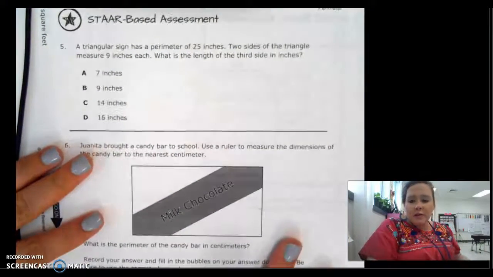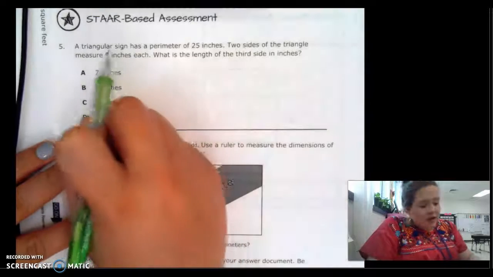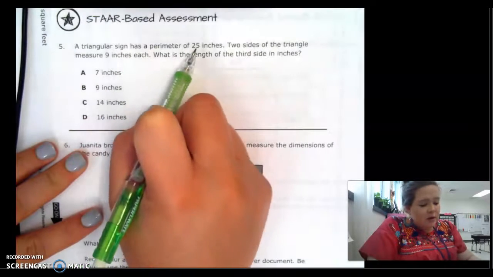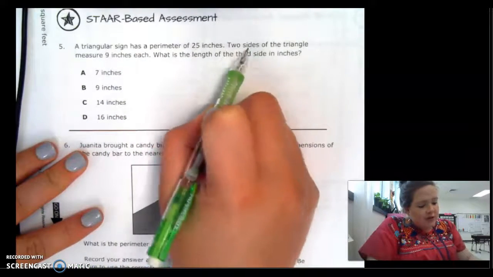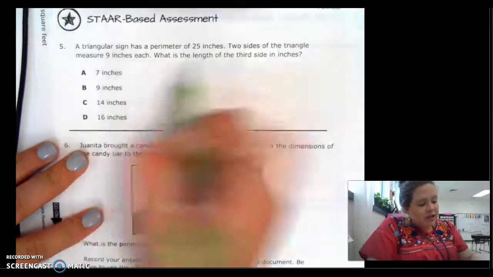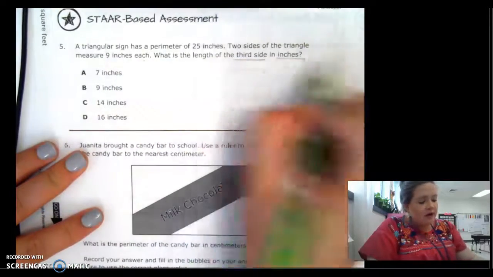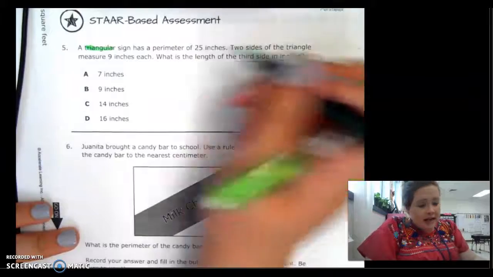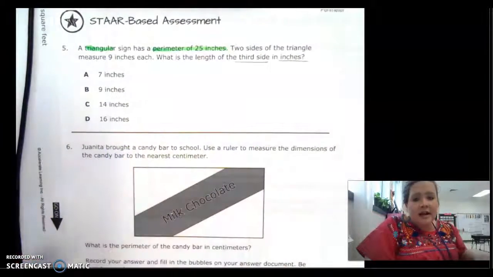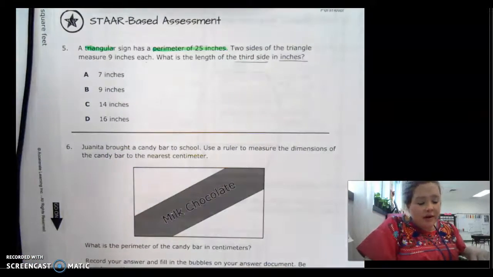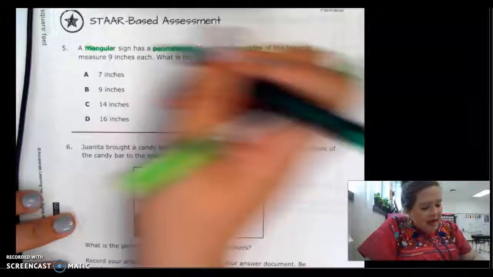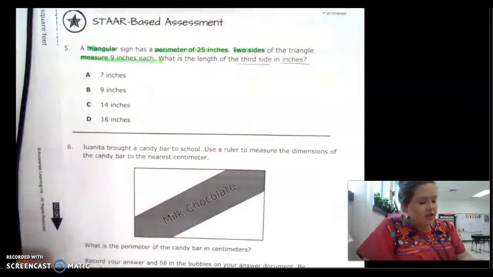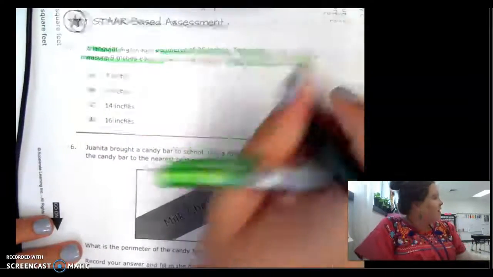This is the last perimeter question we're going to do. A triangular sign has a perimeter of 25 inches. Two sides of the triangle measure 9 inches each. What is the length of the third side? A triangular sign has a perimeter of 25 inches, sorry. Two sides measure 9 inches each. I want the length of the third side.